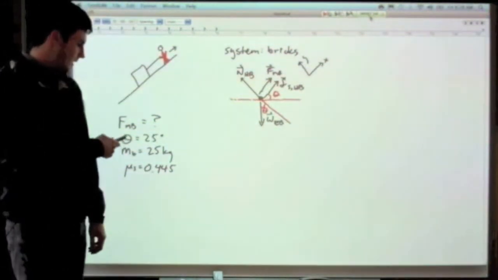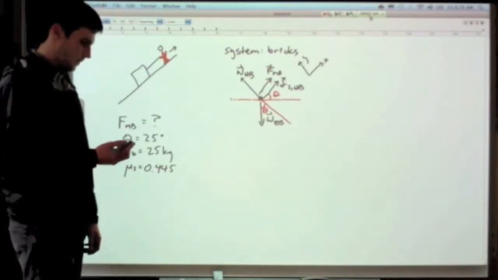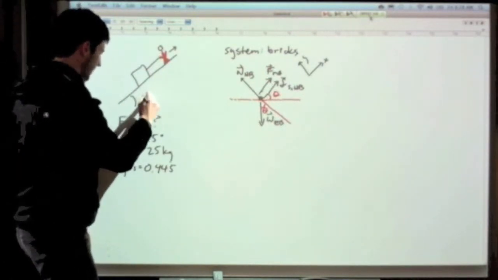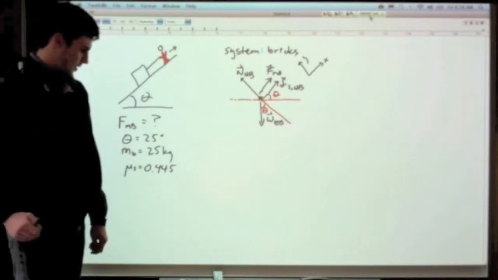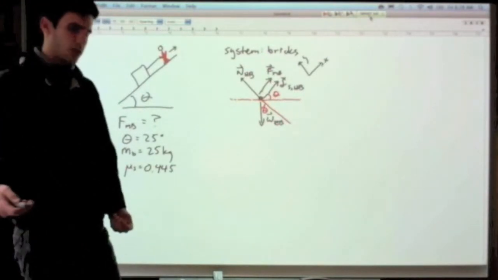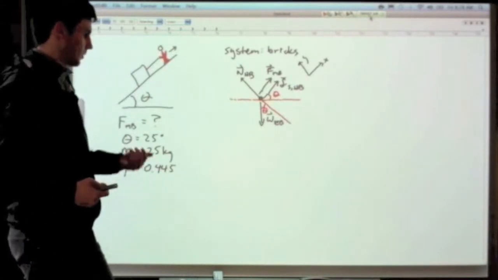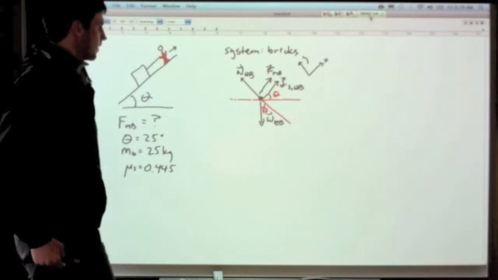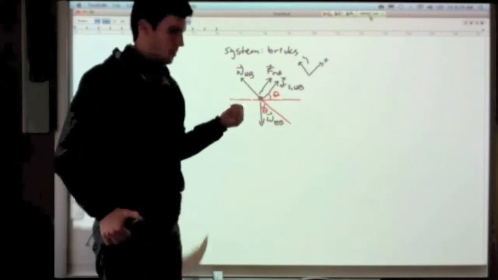So we're given the angle of the hill. This right here is theta. We're given the mass of the bricks, and we're given the coefficient of static friction. And we know we're only going to have to use static friction in here because we don't want the blocks to accelerate. So we started off by drawing a free body diagram.